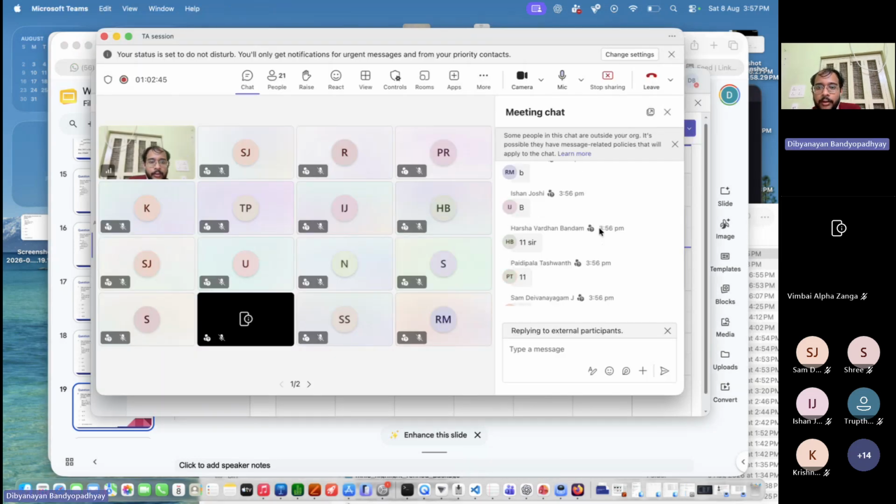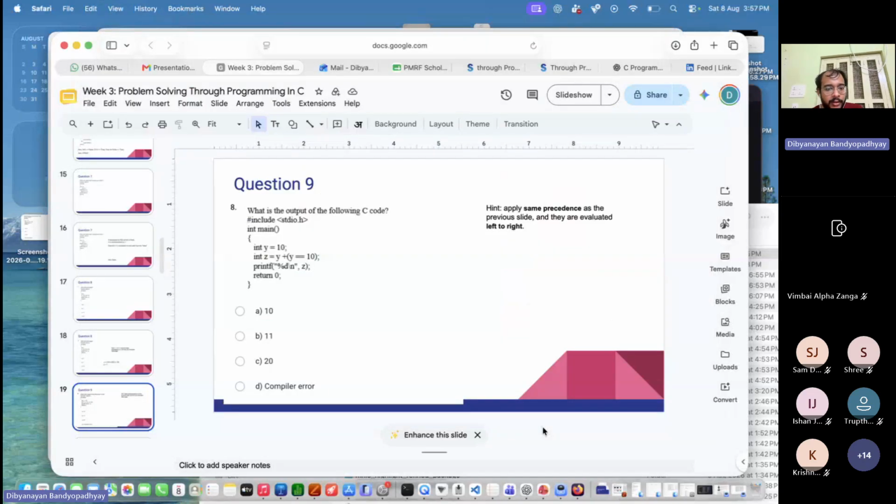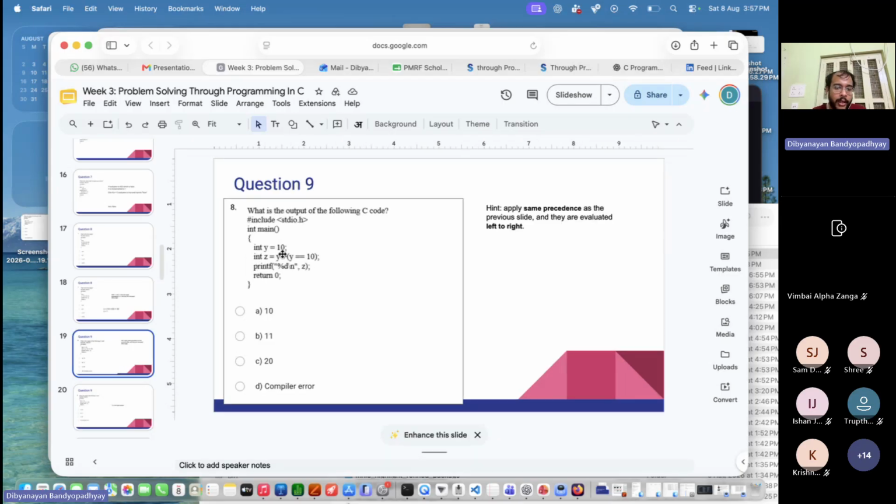People are saying 11, B means 11. There is the equal to sign and this is plus sign, so you just do it from left to right. So 10 plus 10 equal to 10. And 10 equal to 10 is what? It is 1. So 10 plus 1 equal to 11. It is that simple.